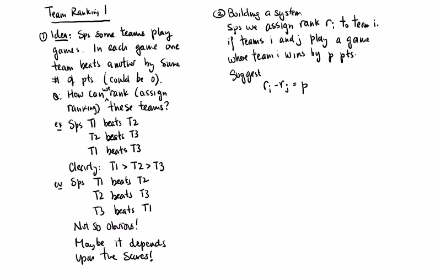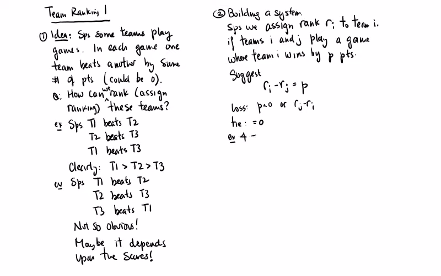Right? Now, if they lose, we could have P less than 0, or just reverse it. Doesn't really matter. And if there's a tie, we can have it equal to 0. So everything's sort of taken care of here. Right? So look at an example.